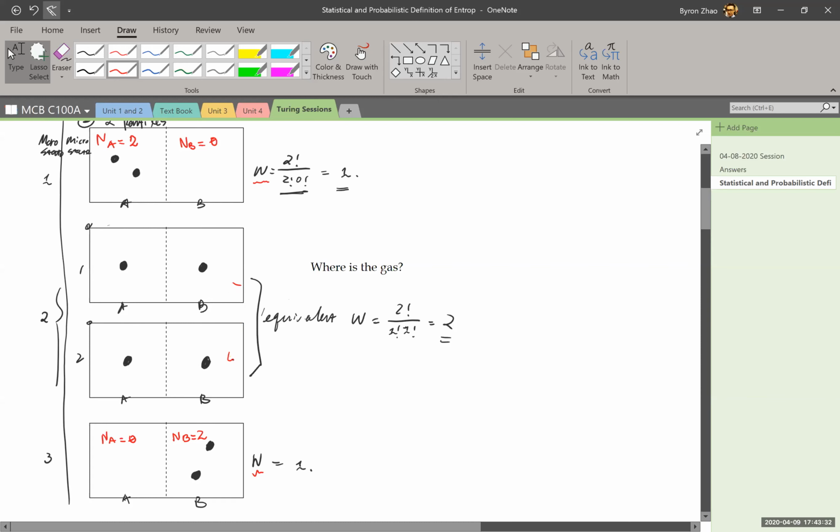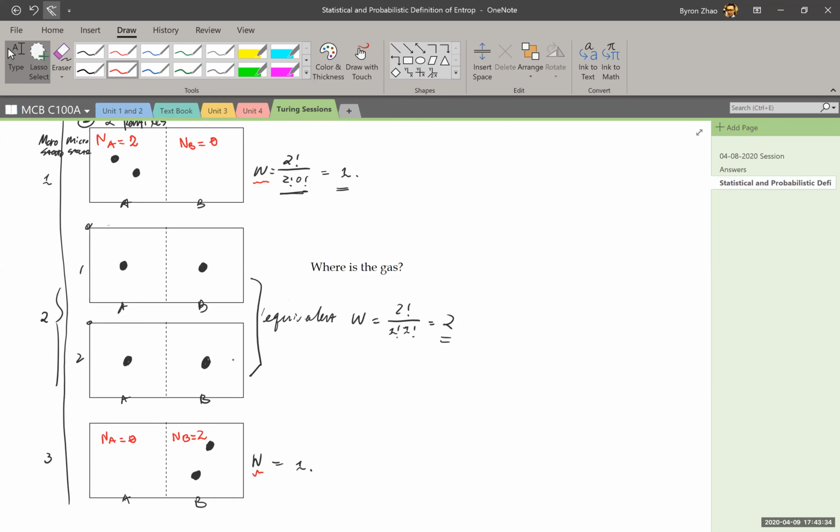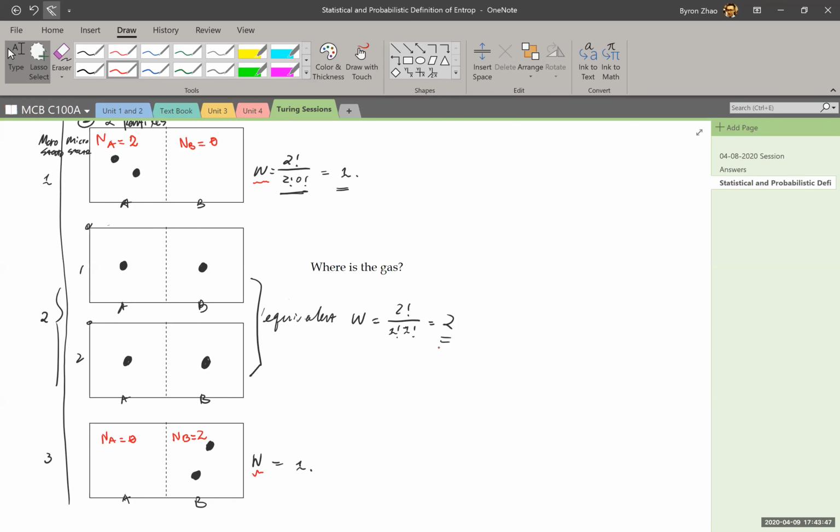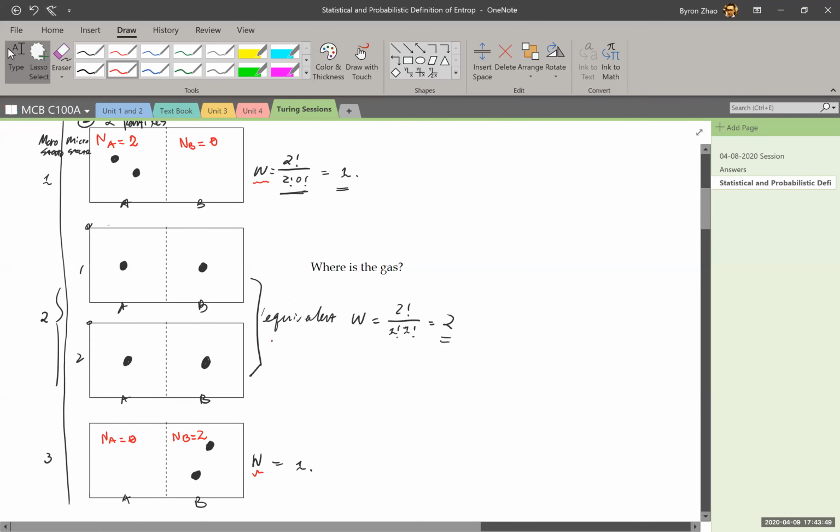So these 2 micro states are equivalent to each other, and the number of these micro states can be calculated with the multiplicity formula. So in this case, we will say macro state 2 is more likely to happen.